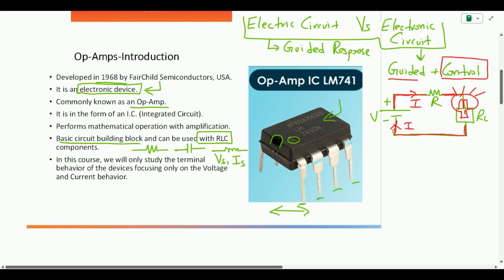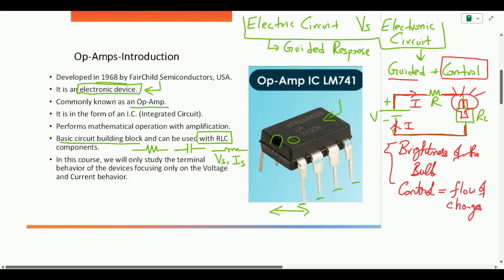Now the control part enters. You might have seen that we want to control the brightness of the bulb, how much bright or how much light we want illuminating from the bulb. So this control aspect brings us to the domain of electronics, because controlling means we are controlling the flow of charges, and hence nowadays most of the devices are referred to as electronic devices and not electrical devices, because most of the components in our gadgets, for example smartphones, tablets, laptops, are basically used to control the flow of charges.